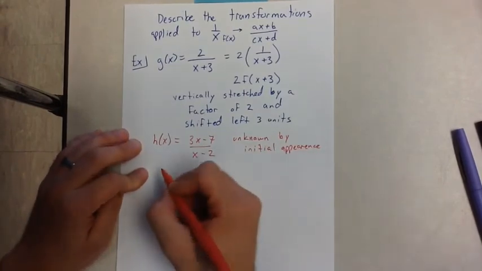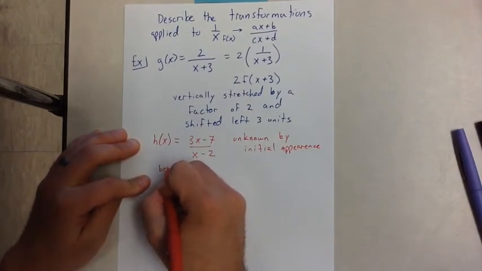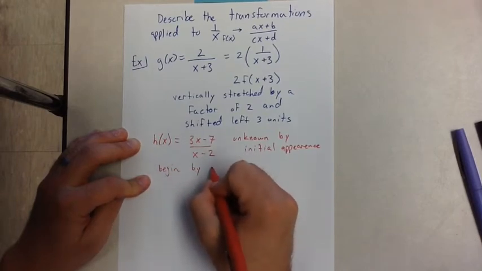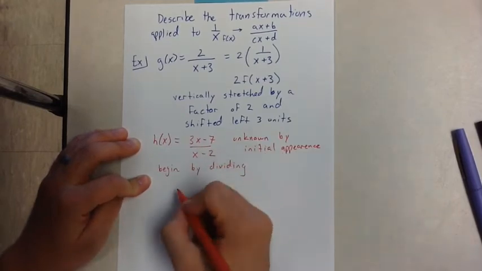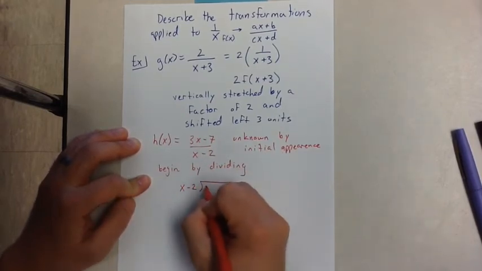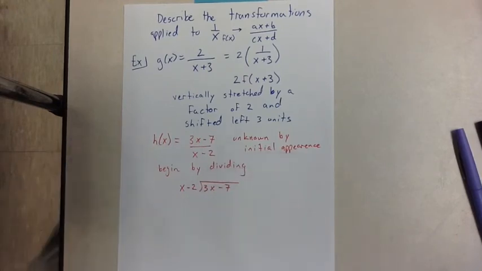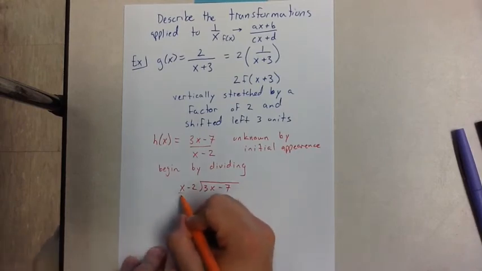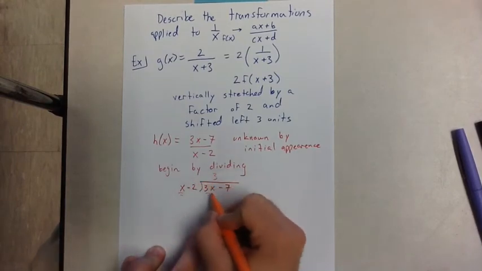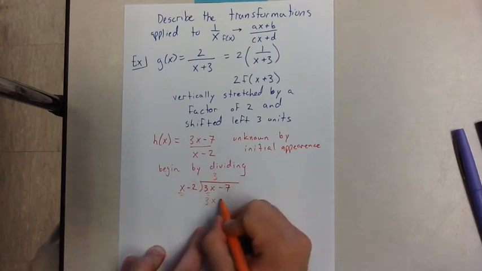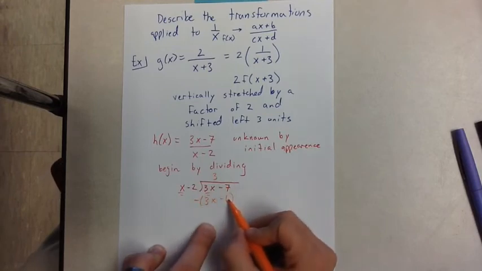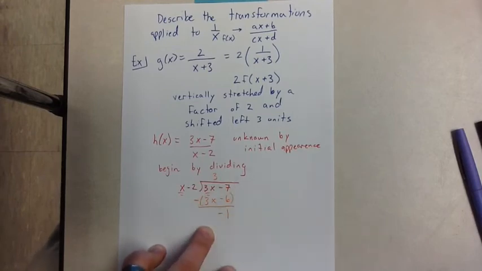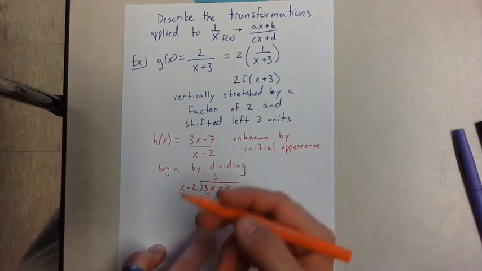So when that's the case, I encourage you to begin investigating this equation by dividing. So we're going to divide 3x minus 7 by x minus 2. And as a result, what we see is, 3x, we multiply by 3. 3 times negative 2 is negative 6, and we subtract, so that 3x's cancel. Negative 7 plus 6 would be negative 1. Okay, so we have a remainder of negative 1.